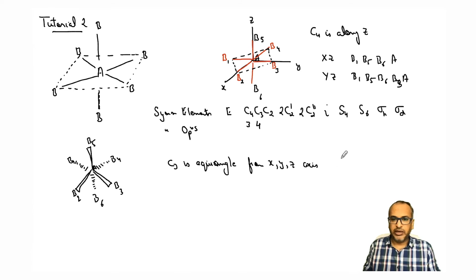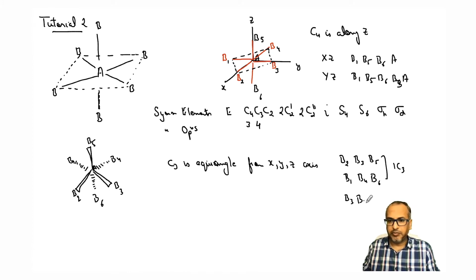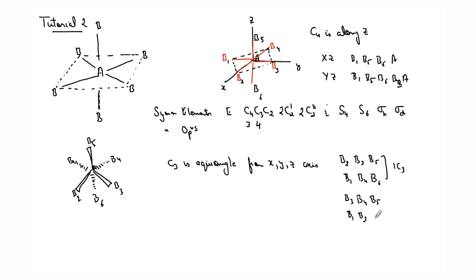Okay. So if you want, we can list it down. So you have B2, B3, B5. So you are passing through this, and you're also rotating B1, B4, B6. This is one C3. Now second C3 will be, let's say if you count B3, B4, B5, the rest of the 3 will be B1, B2, B6. You will be rotating this. This is my second C3.